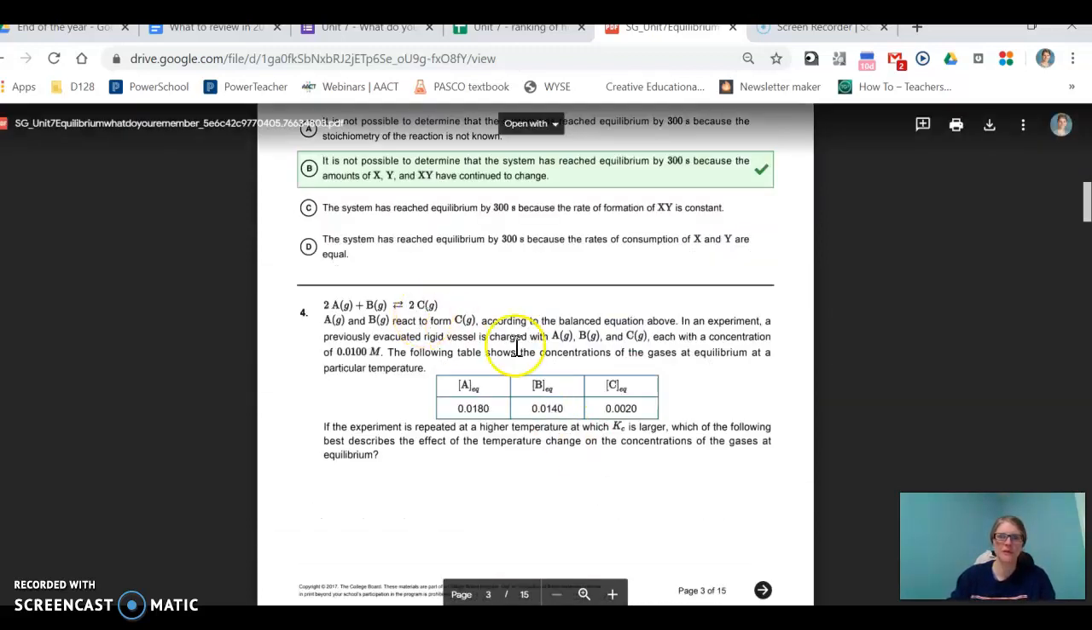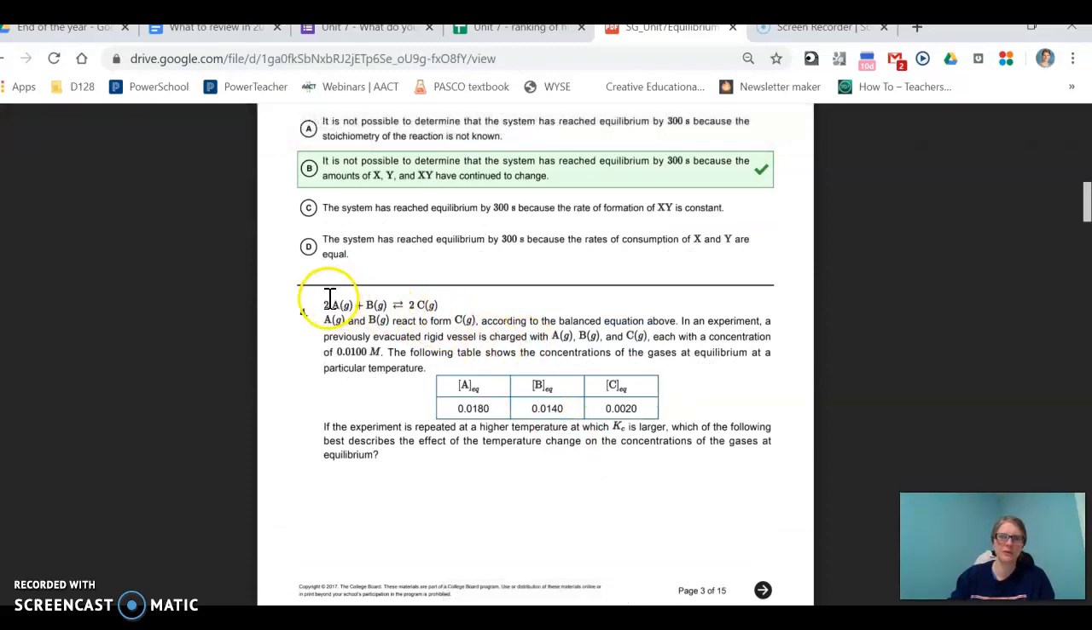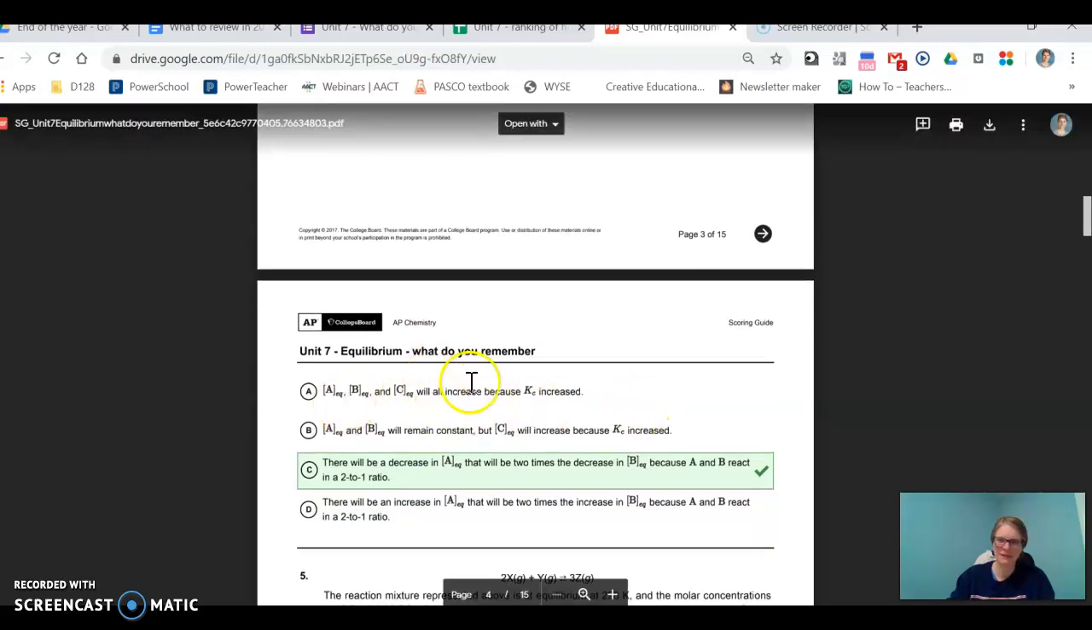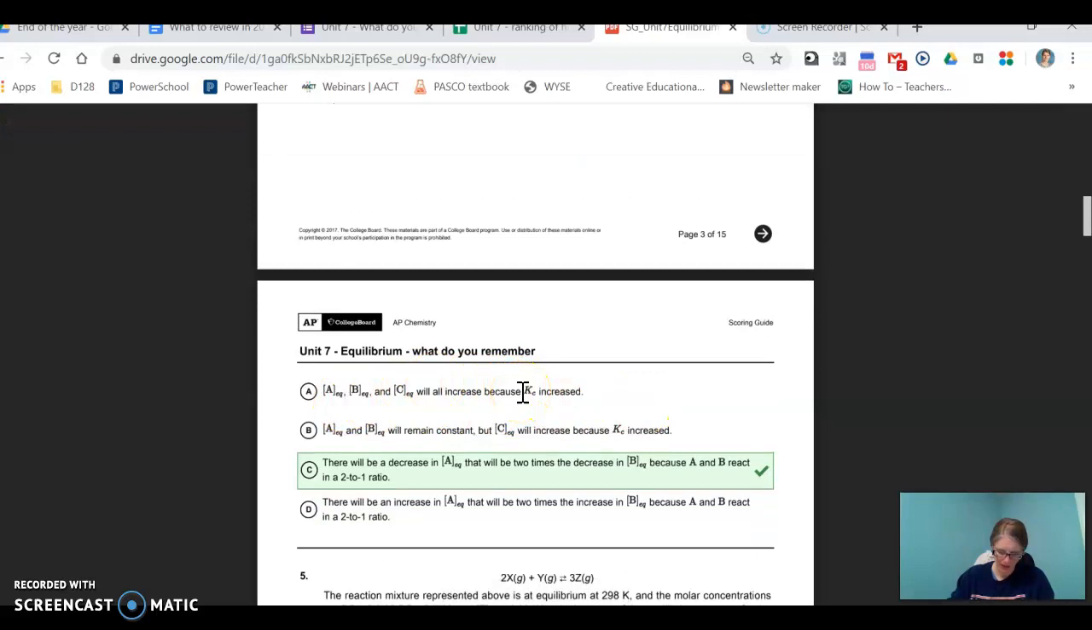So if it proceeds towards C in order to make a greater K, that means we have fewer A's and fewer B's and more C's. So looking at that, A is not a good answer because it says everything gets more. That's not true. B is not a good answer because it says A and B remain constant, but C will change. That's impossible. If you're going to change C, it's because A and B are being used up. That doesn't work. And D is not a good answer because we're not increasing the amount of A and B, we're increasing the amount of C because it's going towards the products. So that does not work. That's why the best answer is C.